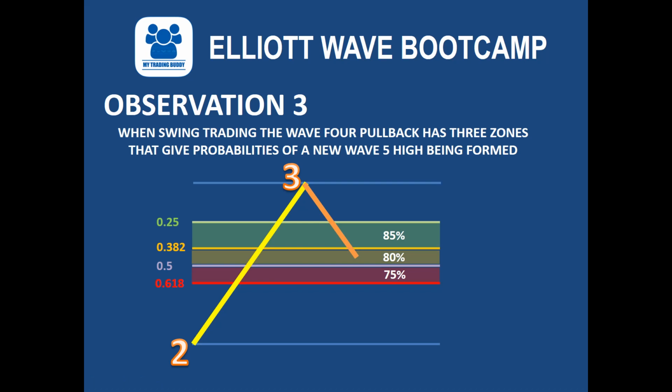The second zone, if it finds support in there, starts to turn up and move away, you've got an 80% probability. So it's still a high probability trade that's going to go on and make a new wave 5. And the third zone is a 75% probability. If it goes past the 0.618 retracement, past this zone, you're rolling the dice a little bit. It becomes a lower probability trade. It's not to say that that wave 5 won't happen, it's just a lower probability. And we're interested in high probability trades.